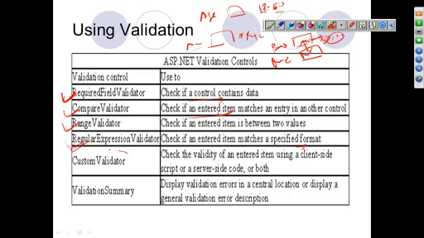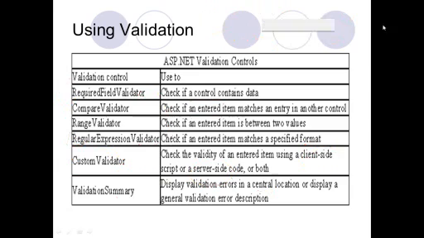Then custom validator: if there is something which cannot be achieved using these, where we want a different kind of validation or different logic, then we can use a custom validator. When using a custom validator, we have to write the client-side validation and the server-side validation ourselves. In these other controls, it will automatically write and handle it. Then validation summary is another control. It doesn't do any validation, but all the errors we got through these validation controls can be displayed in a central location through the validation summary control. It is a summary of validation errors.